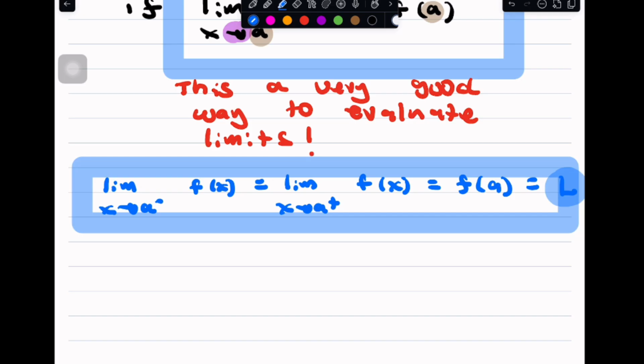Your book will call it direct substitution. Well, it's the same as continuity. So Stuart, who's a millionaire with his book, talks about that. Yes.